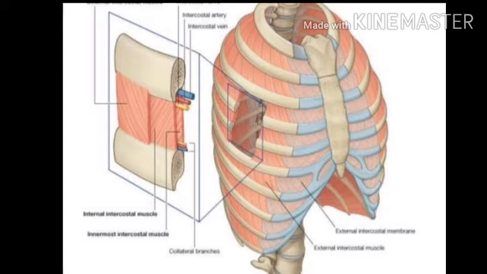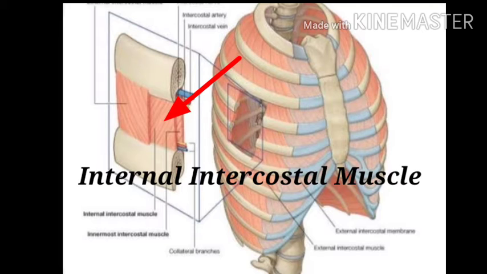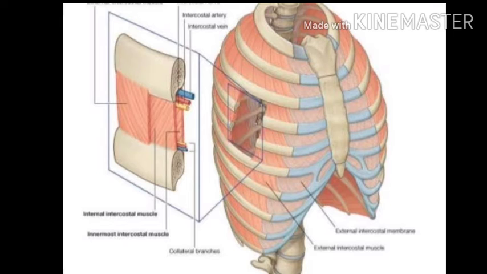Now we will talk about the intercostal muscles. The intercostal muscles are the muscles between the ribs and between the costal cartilages. These are of two types: the external intercostal muscles and the internal intercostal muscles. Other types of intercostal muscles are the subcostales and the transversus thoracis muscles.